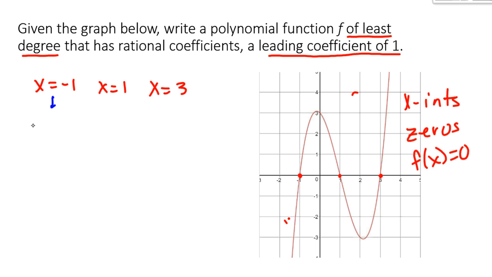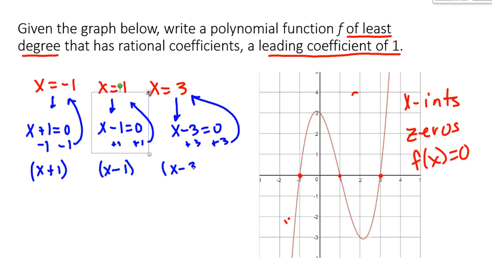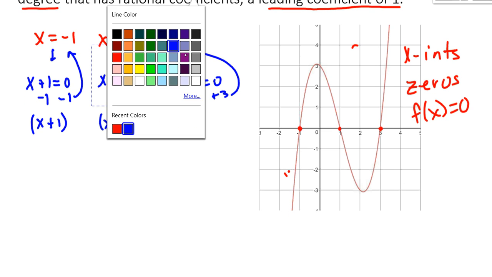This one, what we would have done is add x plus 1 equals 0, and then subtracted 1, and that's how we would have got this right here. So this one produces the factor x plus 1. This one, same idea. This came from x minus 1, because we would have added 1 to get it to that point, which means this guy produces that factor. This one means x minus 3, because we would have added 3 to get it to there, which produces that factor right there. And then we're going to multiply. So we multiply everything together.